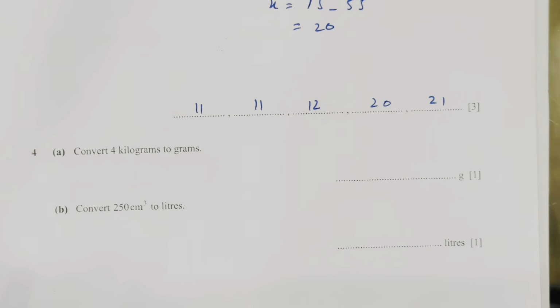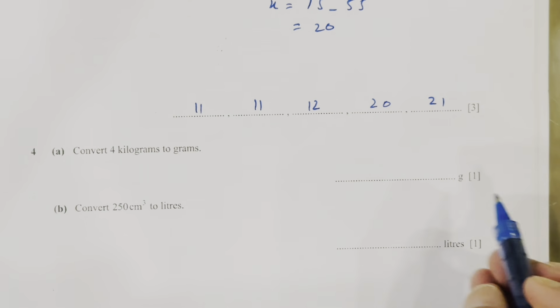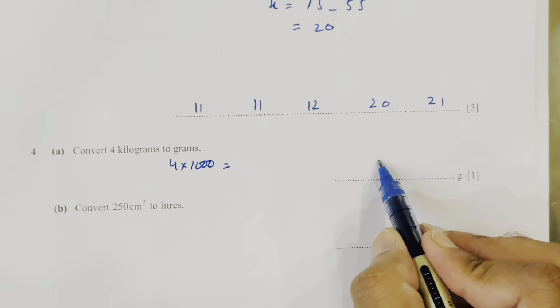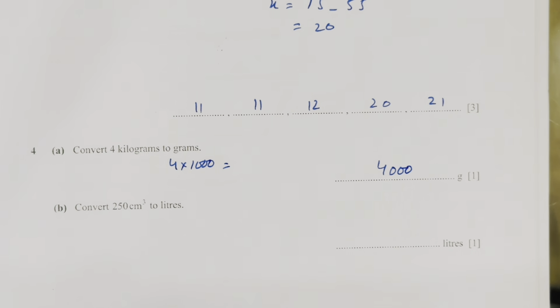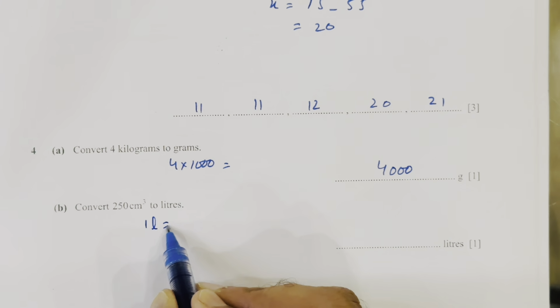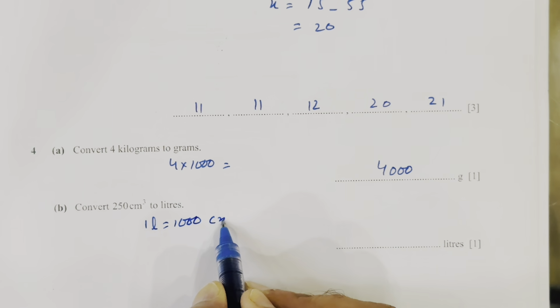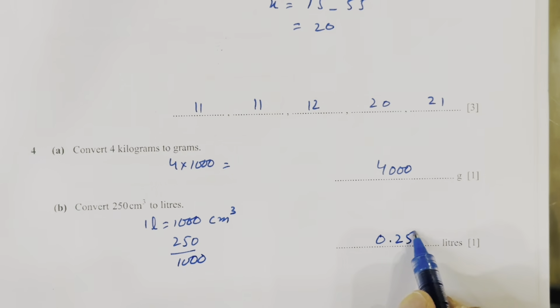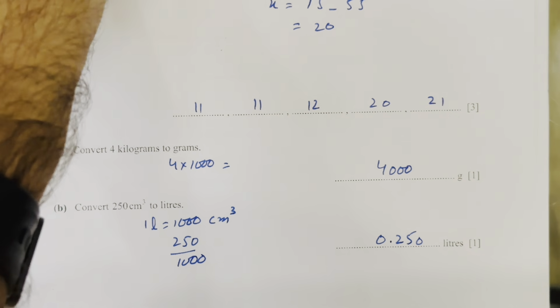Convert 4 kilograms to grams. This is a simple conversion. You need to multiply 4 by 1000 because 1 kg has 1000 grams. So we're going to get the answer 4000 grams. Next part is convert 250 centimeter cube to liters. We know that 1 liter has 1000 centimeter cube. So we're going to divide 250 by 1000. After dividing 250 by 1000, we get the answer 0.250 liters. So this was again an easy question.